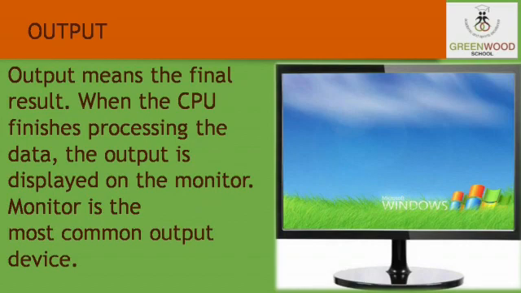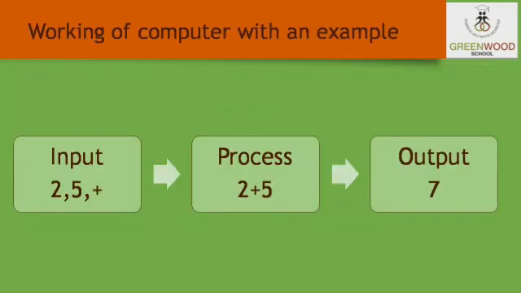Output means the final result. When the CPU finishes processing the data, the output is displayed on the monitor screen. Monitor is the most common output device. Let us understand the working of a computer with an example.